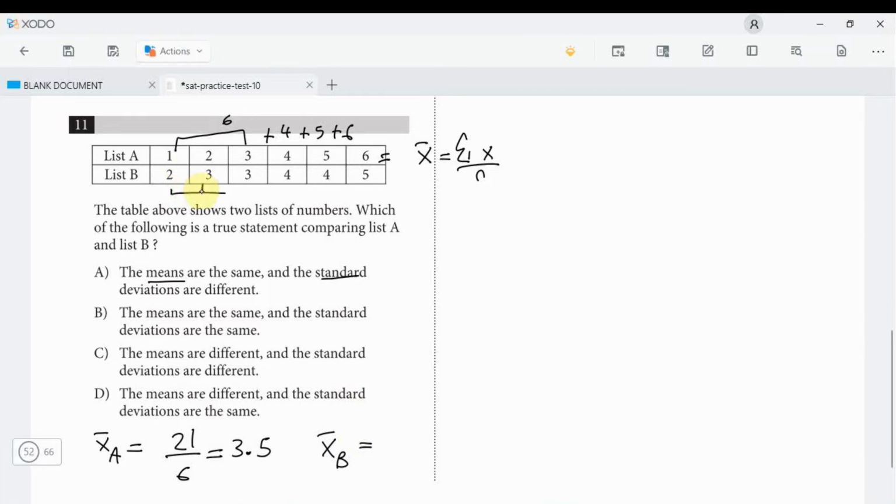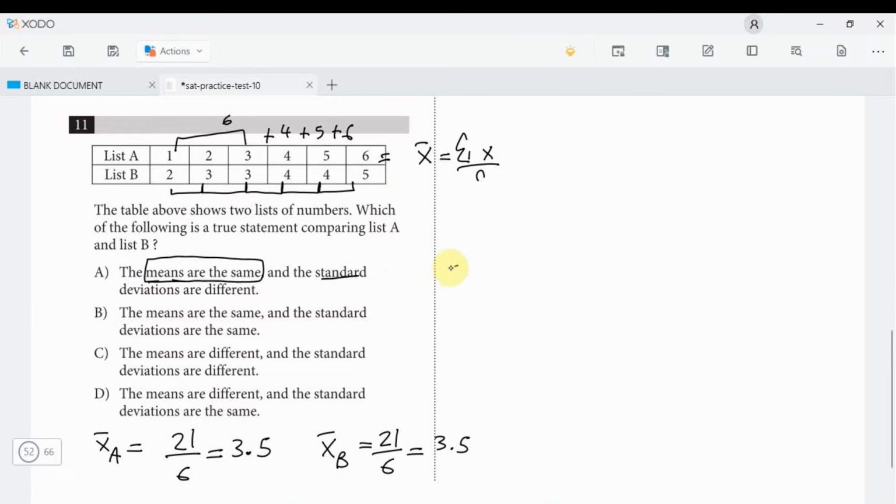2 and 3 is 5, and 3 is 8, and 4 is 12, and 4 is 16, and 5 is 21. So that's 21 over 6, which is 3.5. So guess what? Means are the same. Good. So the means are the same. Now we need to worry about the standard deviation.